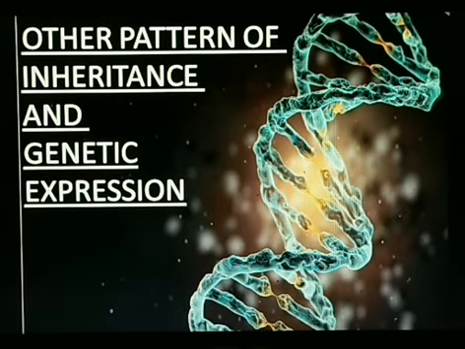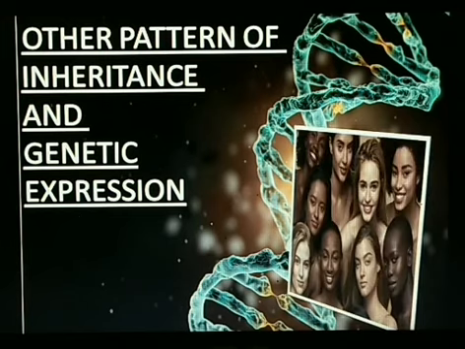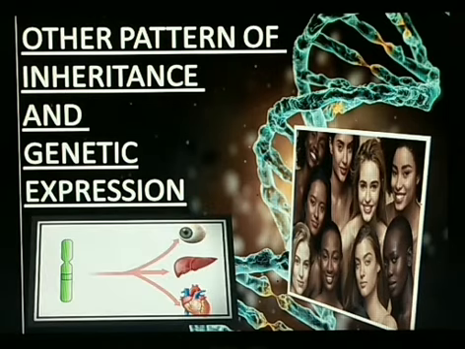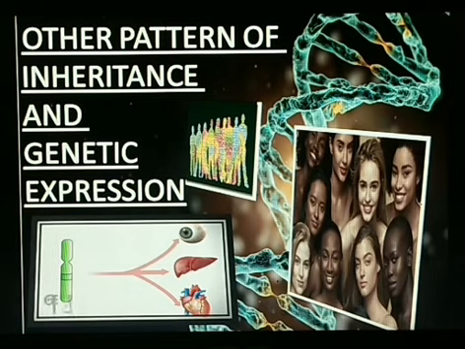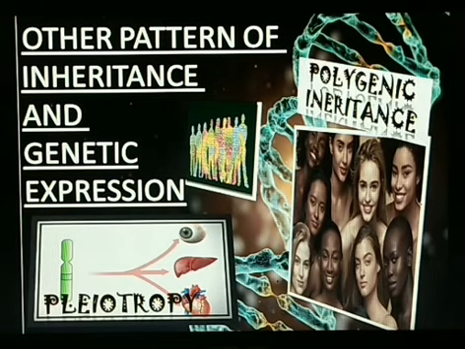In today's topic, we will see how genes control the phenotype and also how a phenotype may be an outcome of different interaction rather than a mere one-to-one relationship. And these topics are pleiotropy and polygenic inheritance, showing some other pattern of inheritance and genetic expression.